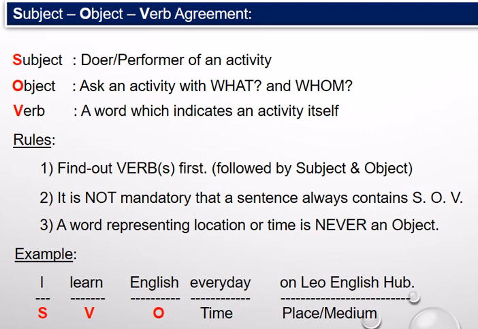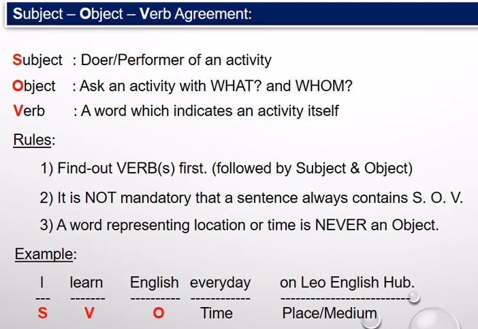So here learn is a verb because it shows an activity, the learning process, right? The activity of learning. Then who is the learner? So I is a subject. So I have put it below as subject: I.